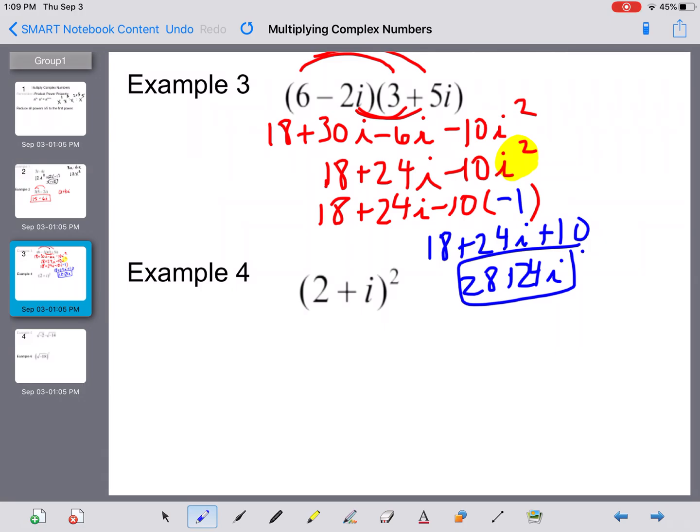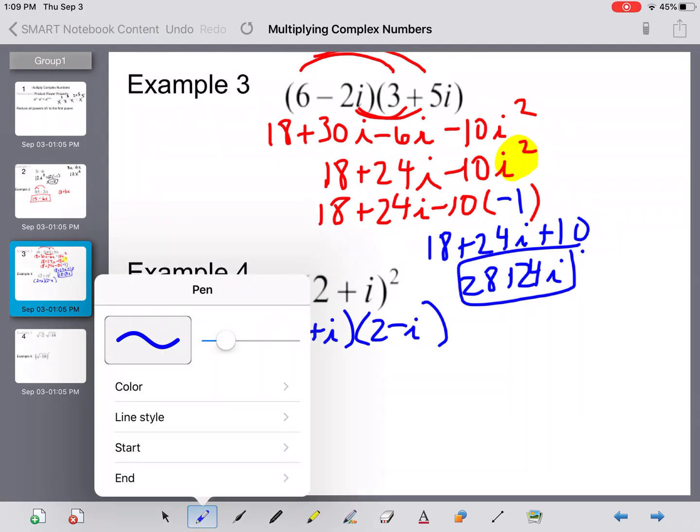Looking at the next one, we need to recognize that we cannot distribute the exponent. That is not how order of operations works in this manner, because we have addition in the middle. So we need to rewrite this as 2 plus i and 2 minus i. And then we FOIL or distribute how you did before.